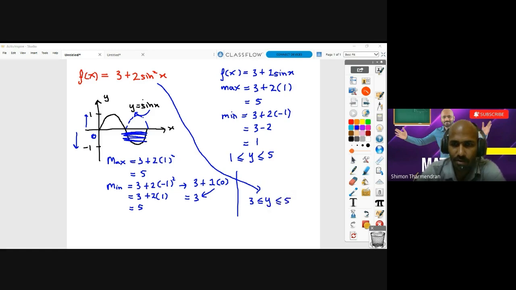This is an important concept here. Any questions on this? When there's a square, you see your negative becomes positive, so your graph is all above the x-axis. Okay, so that part is clear.